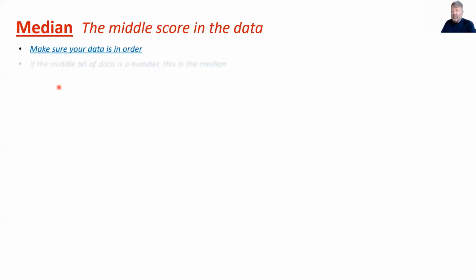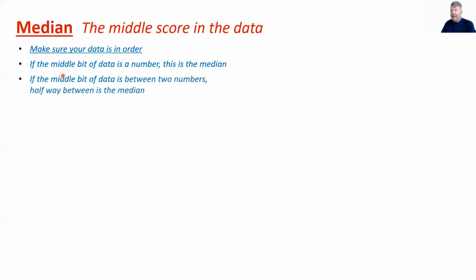Now, 2 points to remember here. If the middle bit of data is a number, then that is the median. So if you work your way through your list of data, crossing them off from each end, and you get to a number, that's your median. If, however, you can't cross the last one off, then it's halfway between. For example, if you get 16 and 18, there's your two middle bits of data, then halfway between, so 17, is your median. Let's have a look at an example.